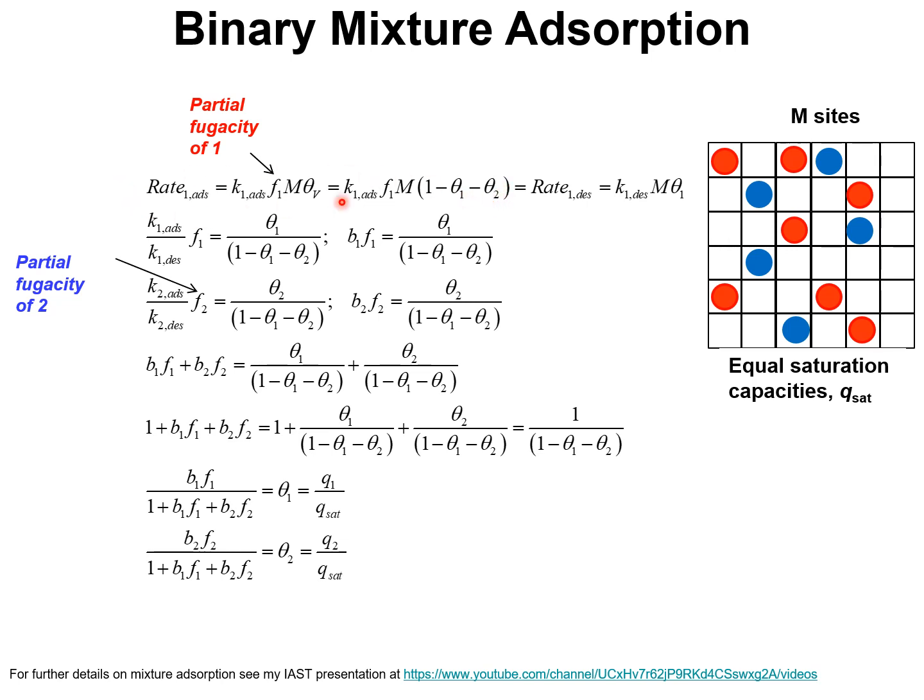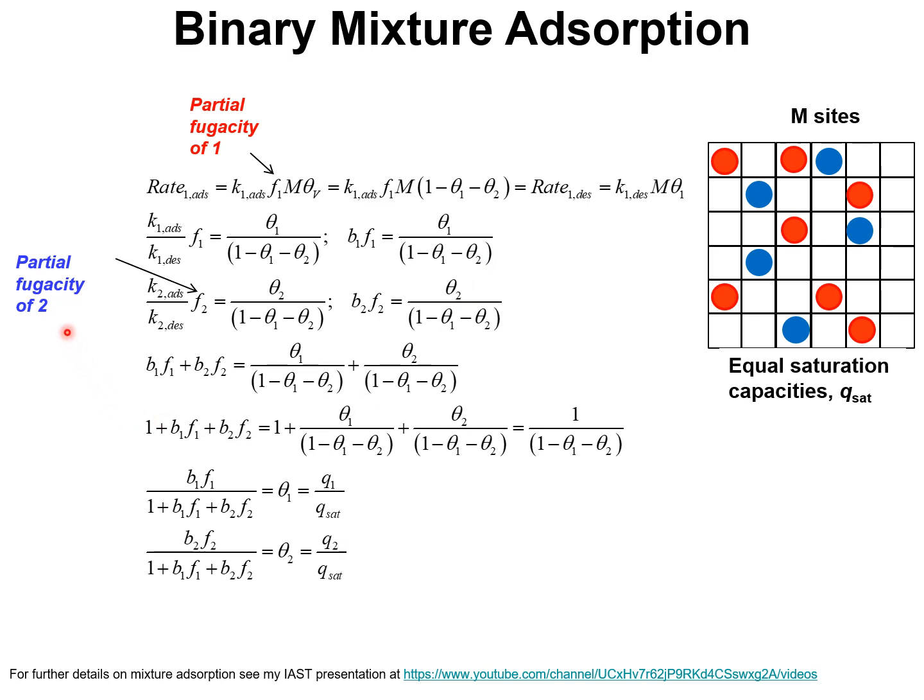The rate of adsorption is balanced by the rate of desorption of component 1, and the rate of desorption of component 1 is proportional to the occupancy of component 1, shown by the red circles in this schematic here. So by equating the rate of adsorption to the rate of desorption, we derive an expression B1F1 equals theta 1 divided by 1 minus theta 1 minus theta 2.